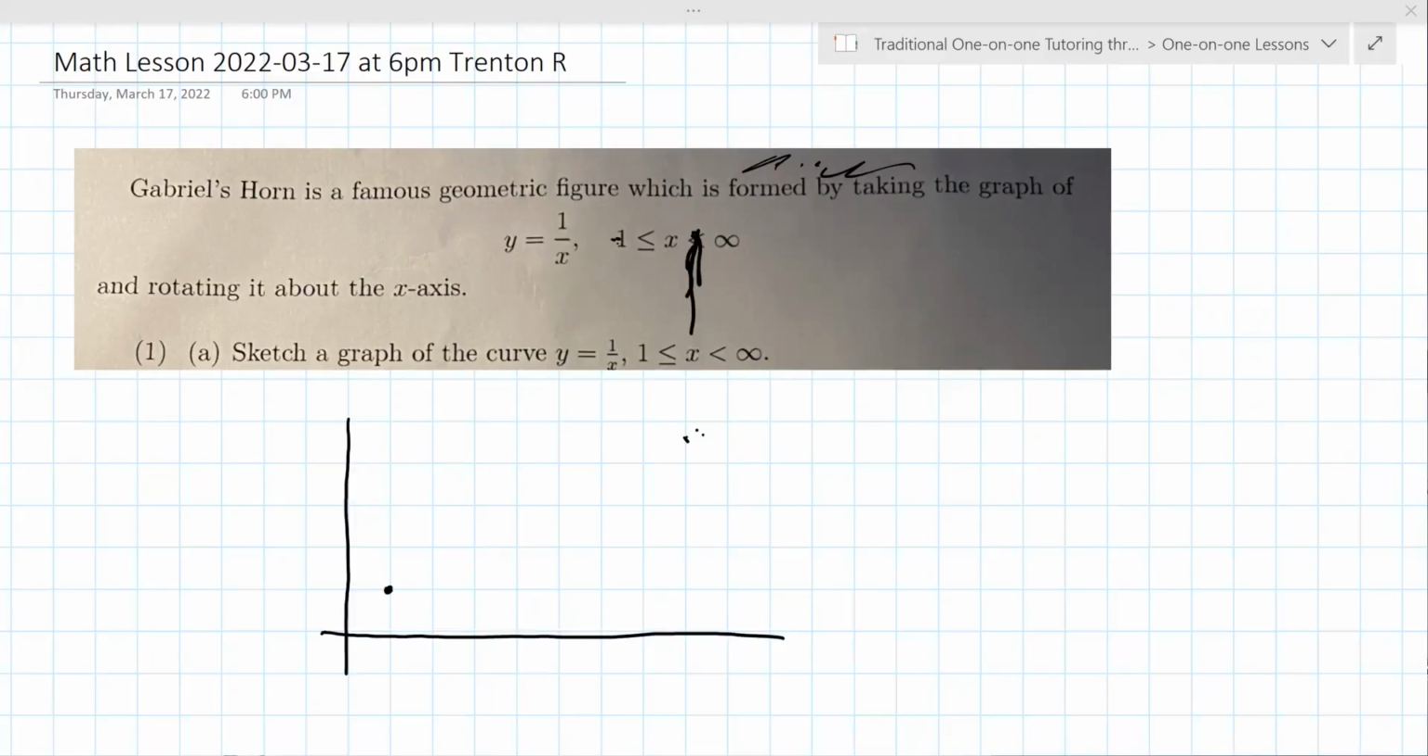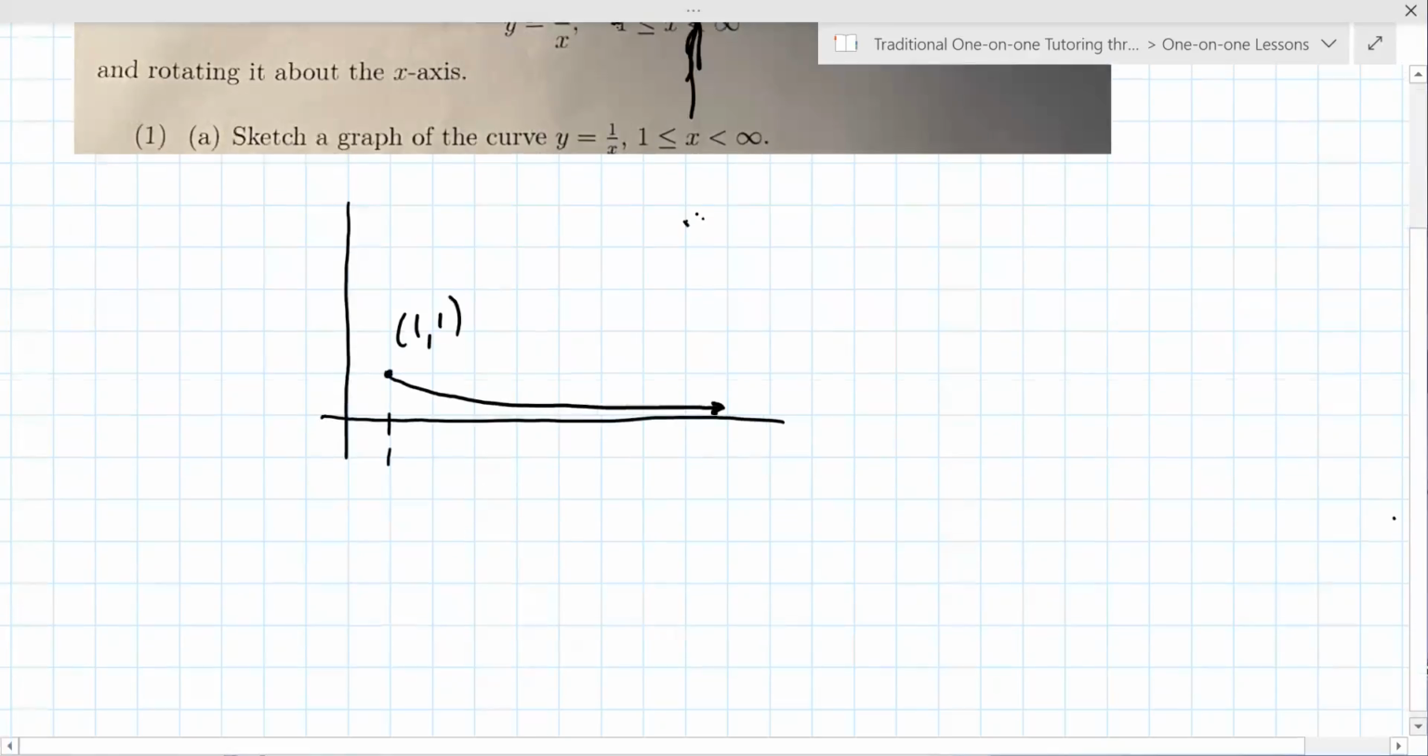Yep. So first thing it says it wants you to graph this curve, and I don't know how exactly they want you to do it. You can always use Desmos, but when they say 1 to infinity, you've got to make it clear that this point right here is (1, 1). It does in fact go on forever. Okay. Right. So that's part A. If you need a nicer sketch, go ahead and use Desmos.